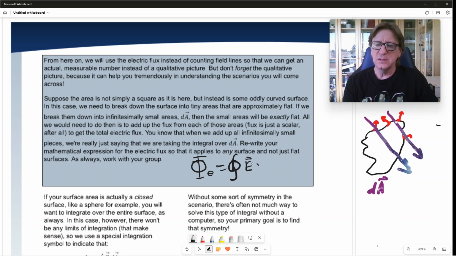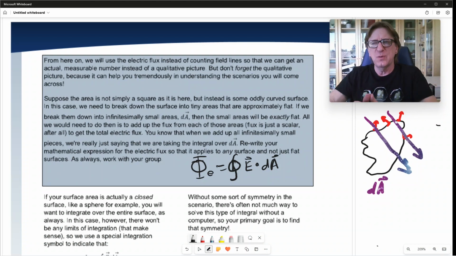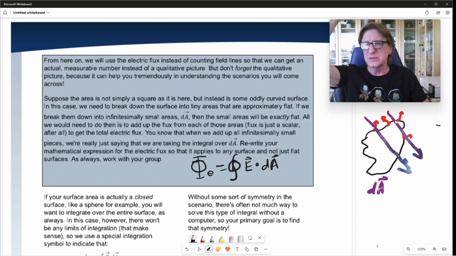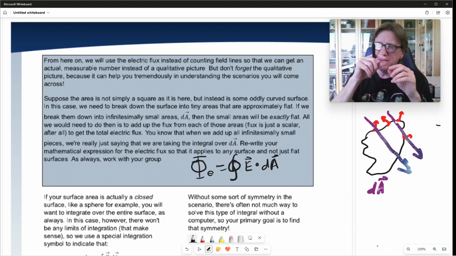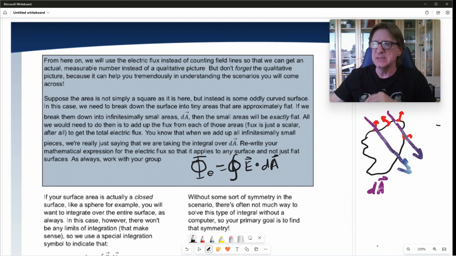E dot dA. So I'm going to take the electric field, take the component that is parallel to that tiny little infinitesimal piece, and this then means add them up all over the surface. And so we can't just say, oh, well, I've got my limits, I'm going from A equals 1 to A equals 10 or anything like that. I have to do this surface integral by adding all these pieces up. If I've got a generalized surface like that, that can actually be a pretty difficult thing to do.